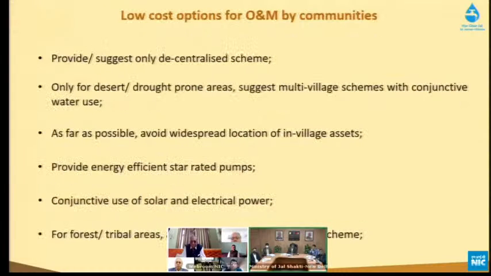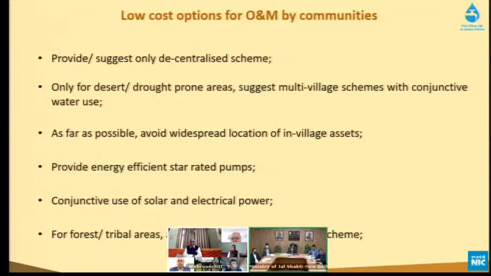Next slide. And how would you have low-cost O&M by communities? Only suggest decentralized schemes. 48% of blocks already have quality and quantity. Only for drought-prone areas should you suggest multi-village schemes. Don't go for them where they are not required. As far as possible, avoid widespread location of village assets.